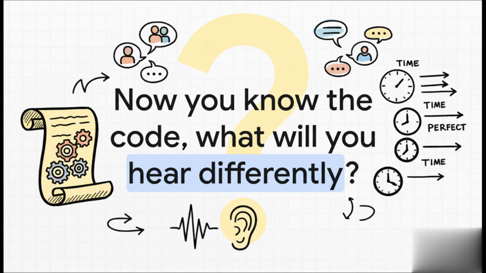So the big takeaway here is this: tenses aren't just a list of boring rules to memorize. They're actually a code for expressing how we experience and relate to time. Simple, progressive, perfect, these are the tools you can now use to add all this depth and precision to what you say. So now that you know the code, what conversation are you going to hear differently?